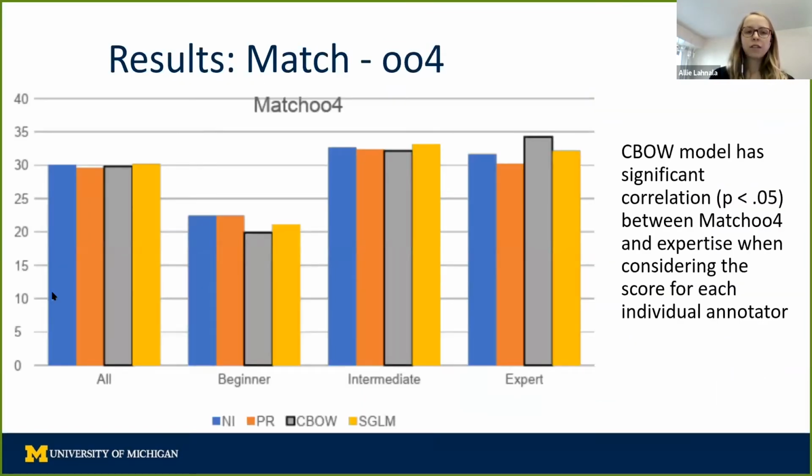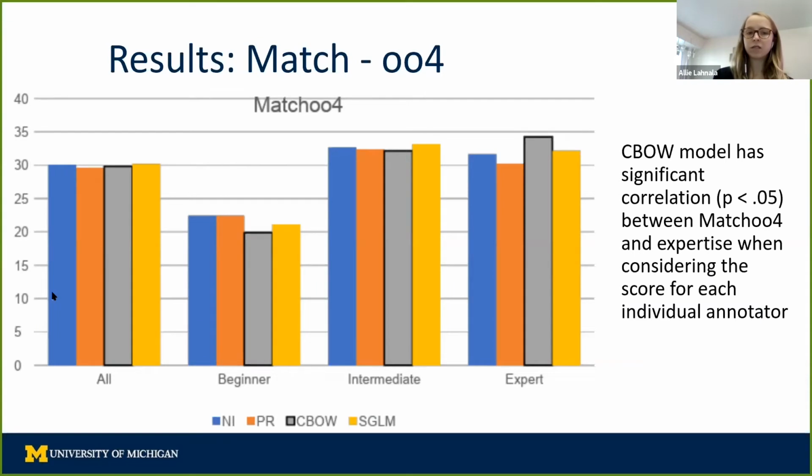I'll cover a couple of the LEXSUB metrics we used, but there are more in the paper. So first is match out of 4, and that is for each example, we calculate the fraction of annotators that included one of the model's top 4 predictions in their answer, and then average these values for all examples.